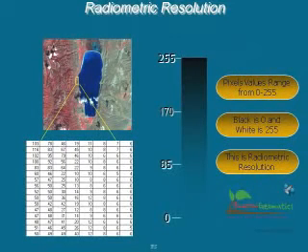Radiometric resolution is the number of gray levels that can be differentiated by a sensor. The radiometric resolution of an imaging system describes its ability to discriminate very slight differences in energy. The finer the radiometric resolution of a sensor, the more sensitive it is to detecting small differences in reflected or emitted energy.